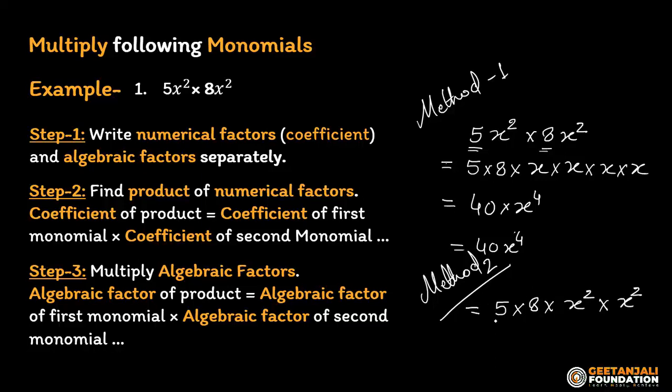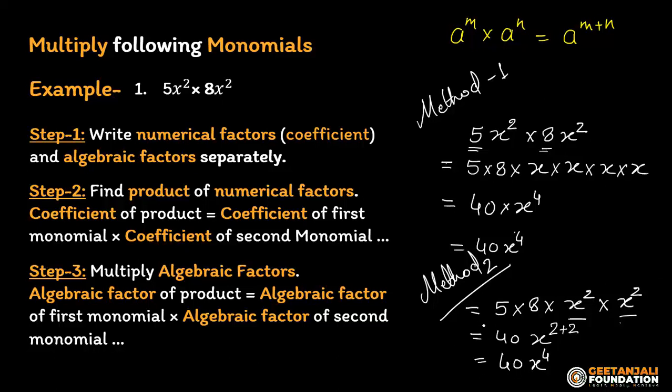Now to multiply these two is simple. 8 5s are 40. Here bases are same, so you can apply law of multiplication, and in that law you simply write base as it is and add the exponents. So you will write 2 plus 2 because the law says a raised to m times a raised to n gives you a raised to m plus n. So here we have applied the same law, so we can write 40x raised to 4. So this way you can do it in short.